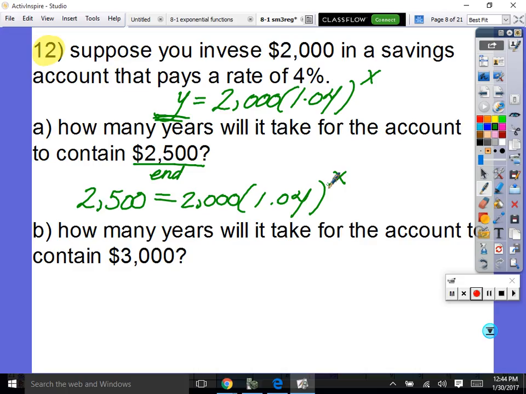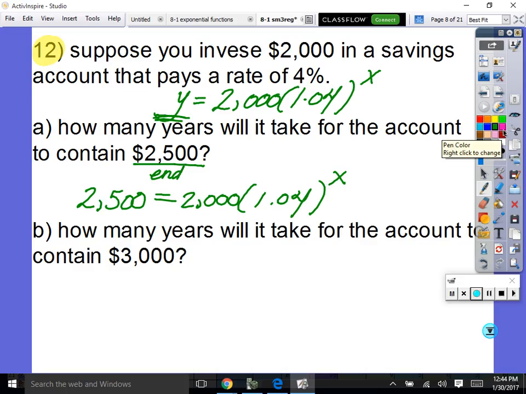Now, here's the thing. Algebraically, since this x is an exponent, there's no way to undo that. You can't divide by the base. That's not algebraically how these work. So we don't know how to solve these yet, and we're not going to know until we know how to do logarithms. So let's solve by graphing. Can't we always solve by graphing, especially if decimals are acceptable? So let's solve by graphing.